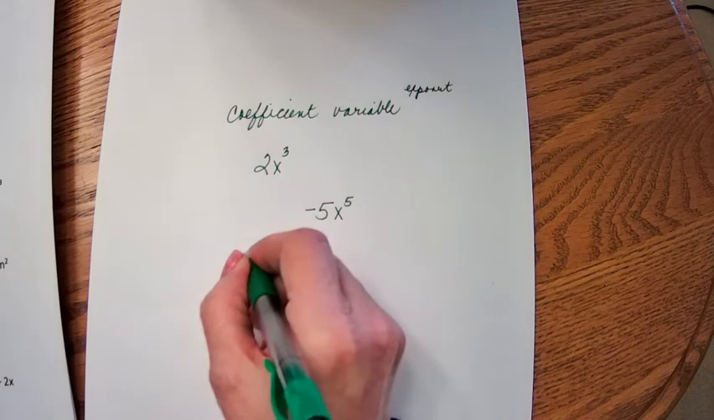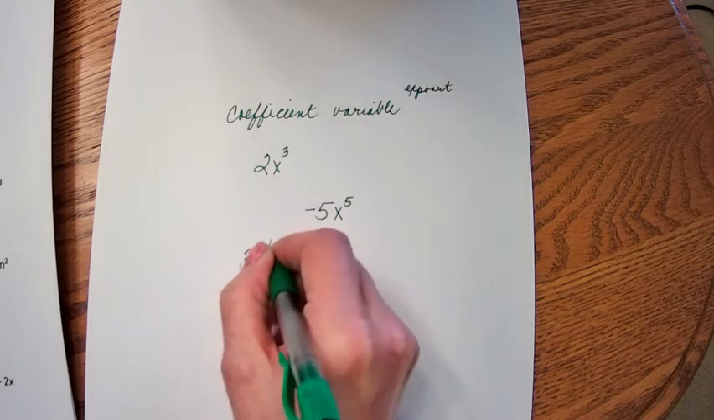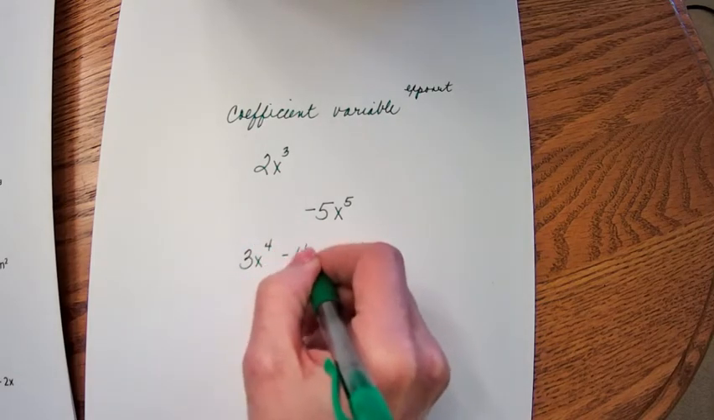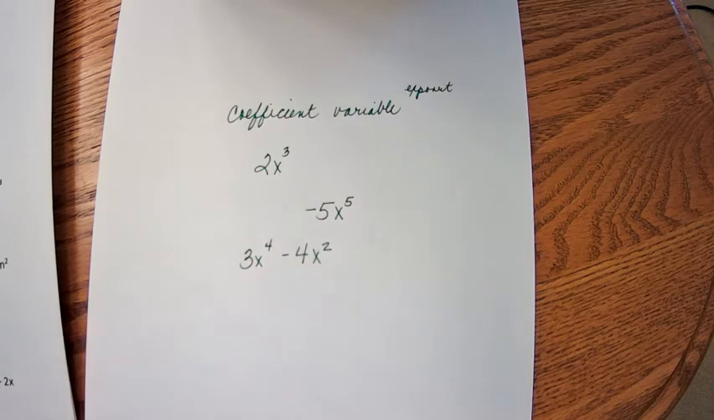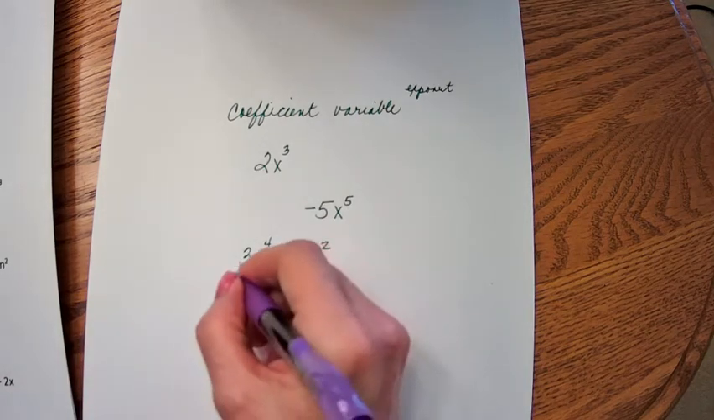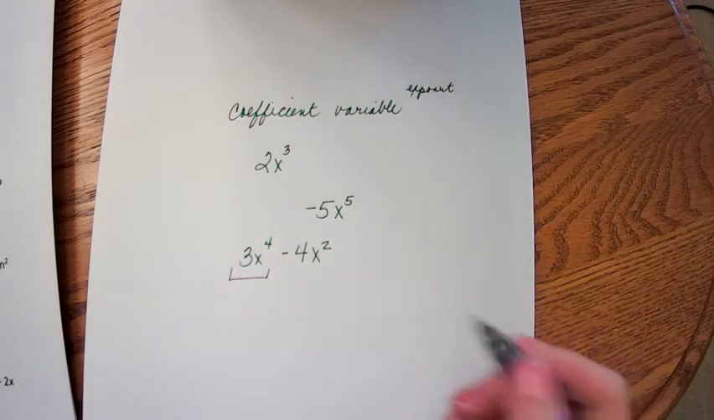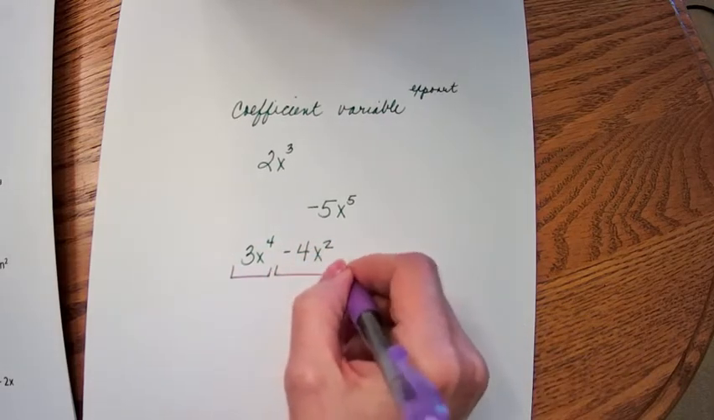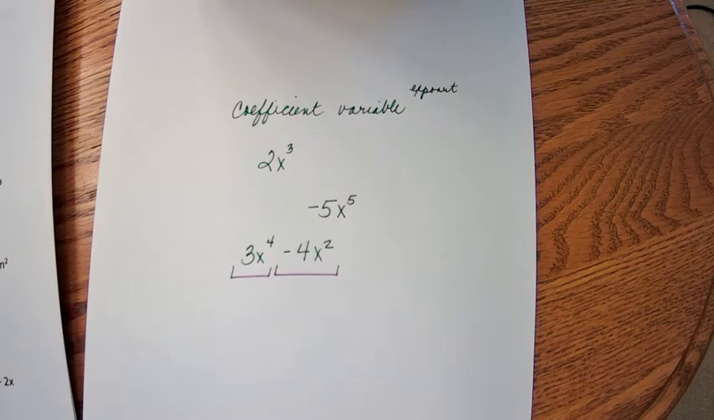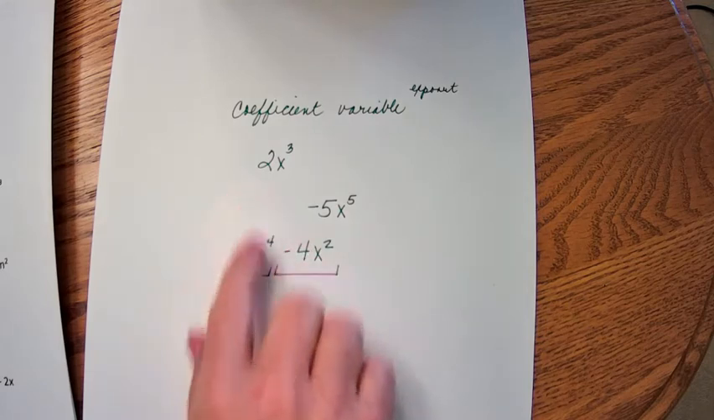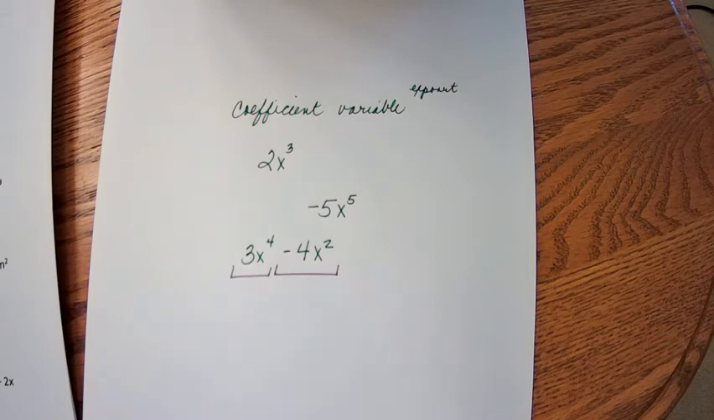Or let's say 3x to the fourth minus 4x squared. That would be two terms. The first term would be 3x to the fourth. The second term would be negative 4x squared. So a term has a coefficient, a variable, and an exponent. And there might be multiple variables.